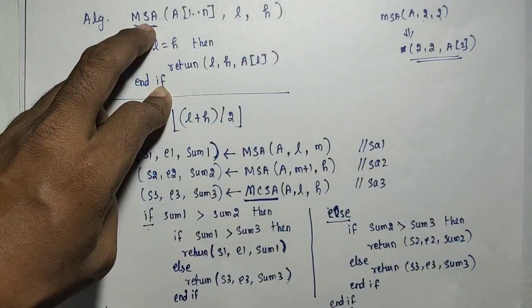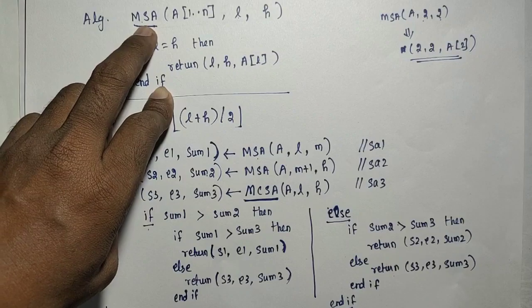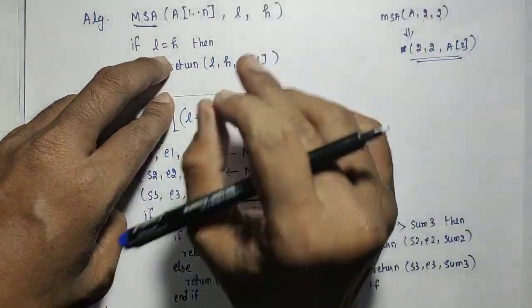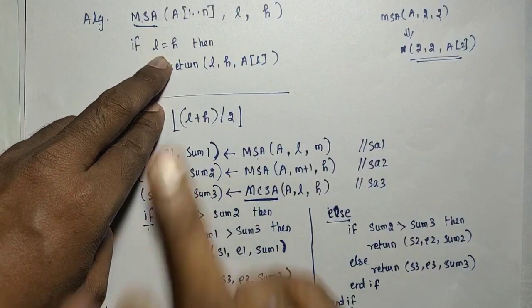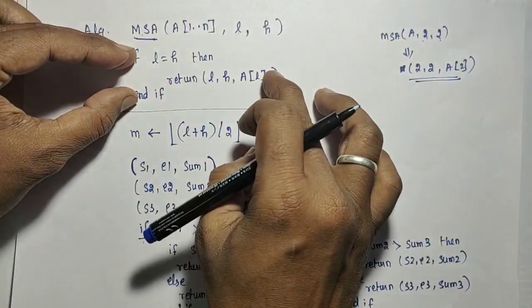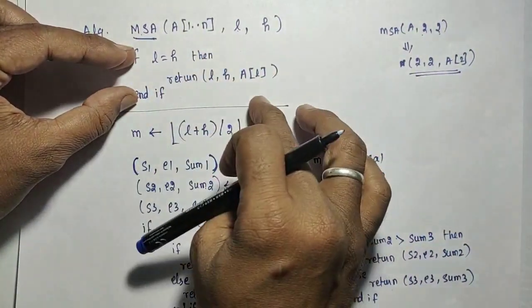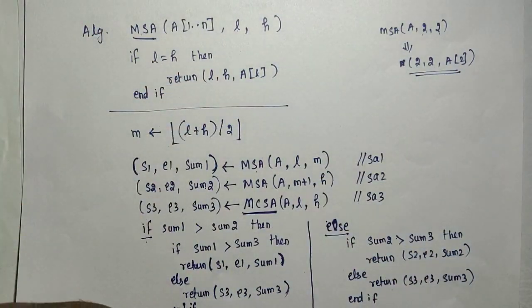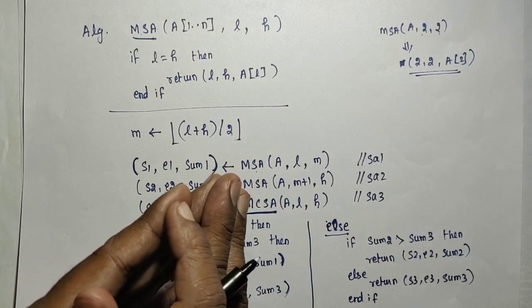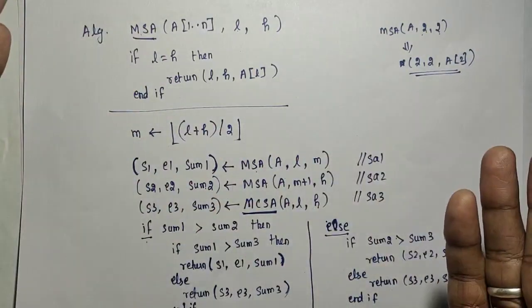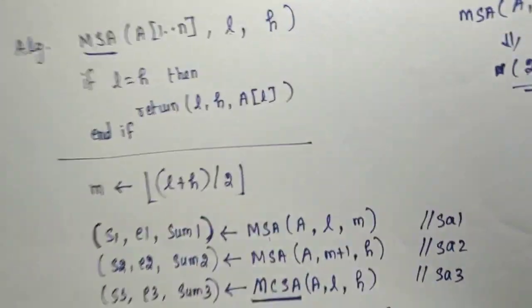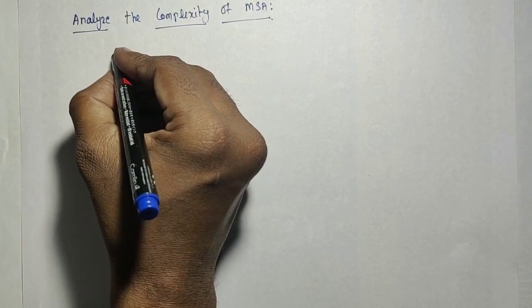It means that when N equals 1, L and H are equal. So when N equals 1, what will be the complexity? This is going to return only this one. So this is going to be executed only for N greater than 1. So I can split the algorithm into the two cases.